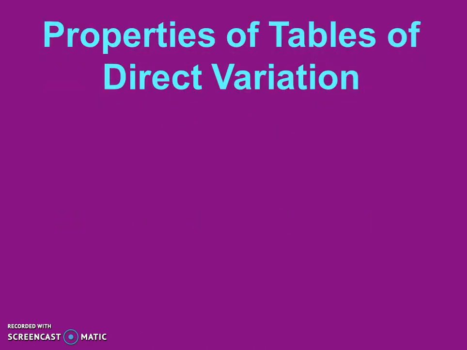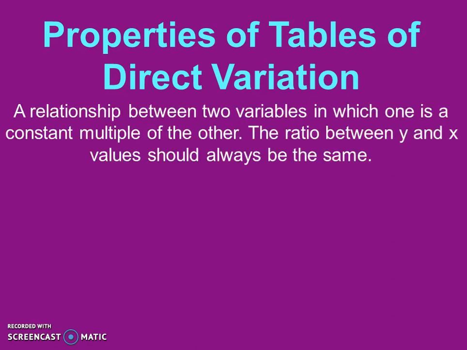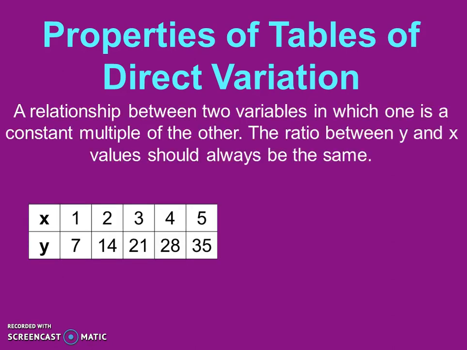Okay, so the last thing we want to look at is properties of tables. So let's say that you were given an input-output table and you were asked, is this direct variation? What we're looking for is that the ratio between y and x should always be the same. So one should be a constant multiple of the other, okay? And so what I'm going to do is look at, for each ordered pair, what is it when I do y over x?